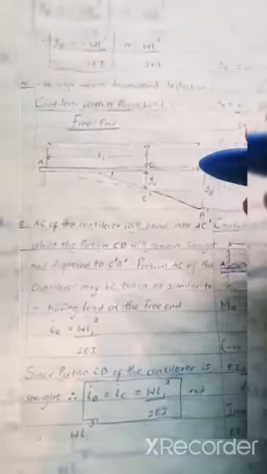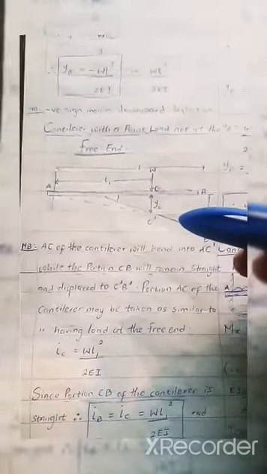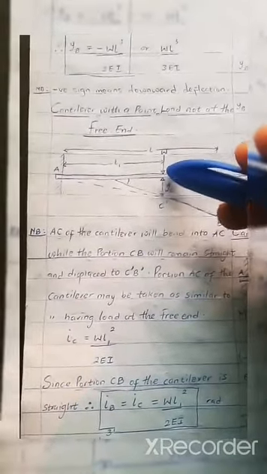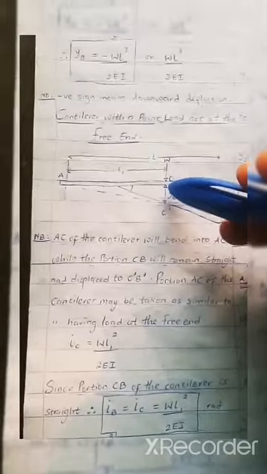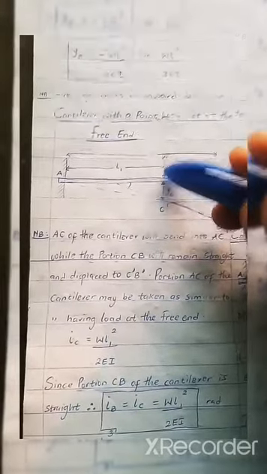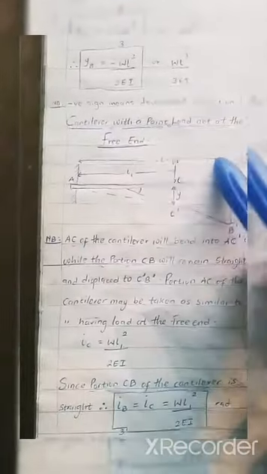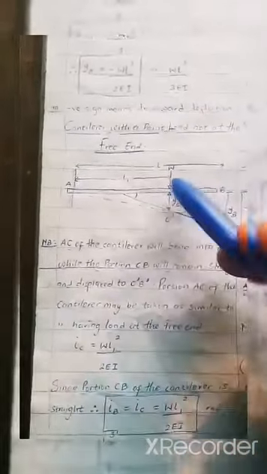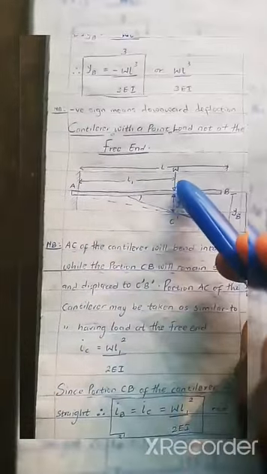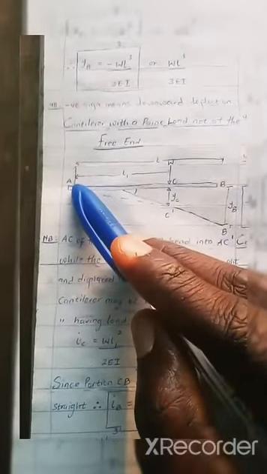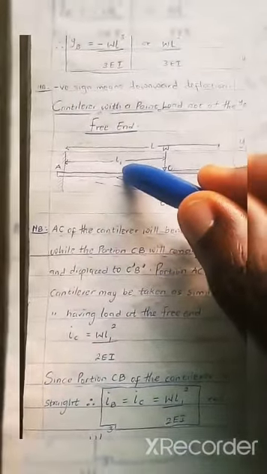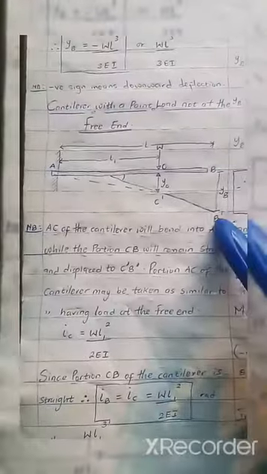So let's proceed into today's class. This is a cantilever beam having its point load at a distance away from the free end, W. Then the total distance is L. Then the distance from the point load to the fixed point, I labeled it L1.